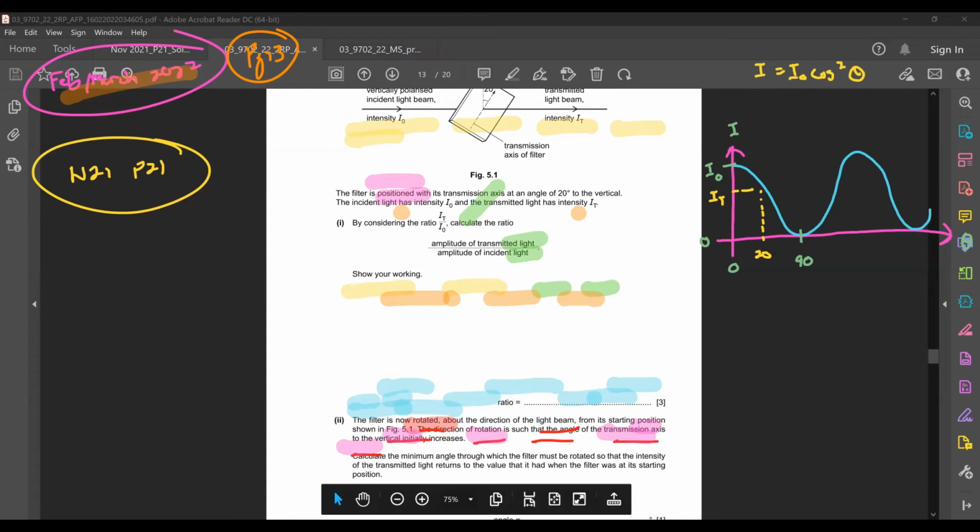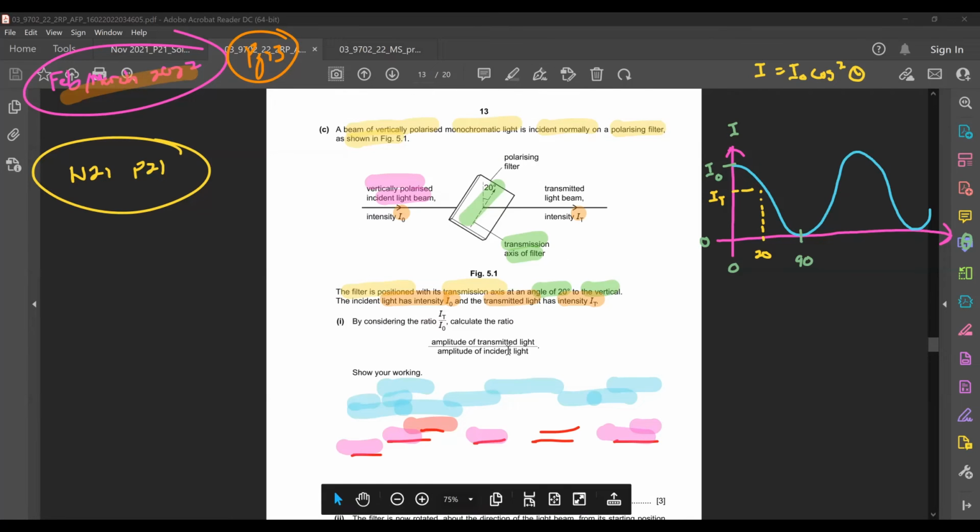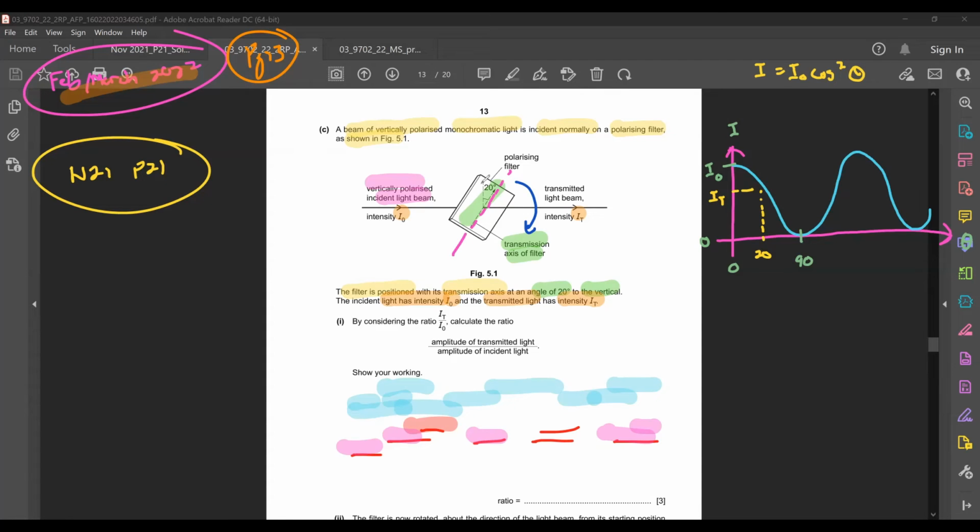So looking at this diagram here, what you're supposed to do is rotate your polarizer. If you were originally at this position for your polarizer with its transmission axis like this, you have an intensity of IT. So you're supposed to rotate your polarizer until, at a certain angle, you're getting back an intensity of IT after passing through the polarizer. So the angle that you want is in a way this angle theta here.